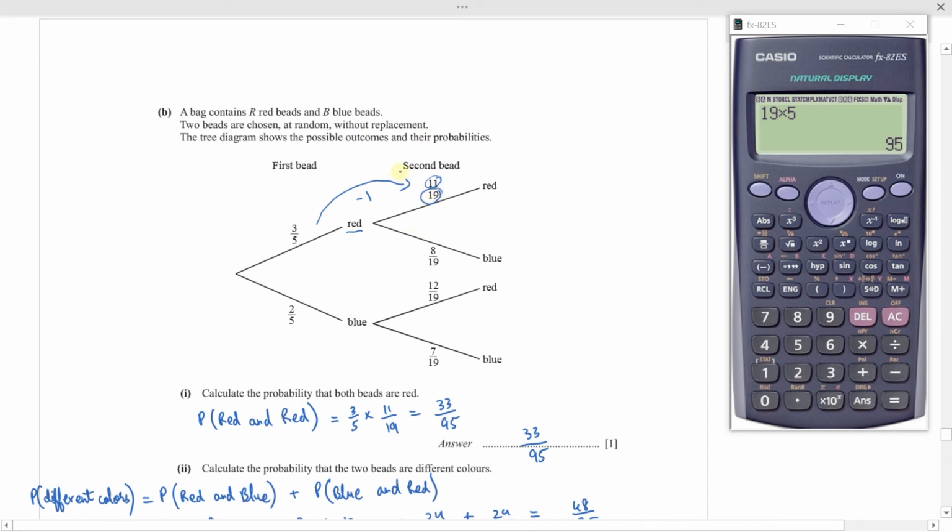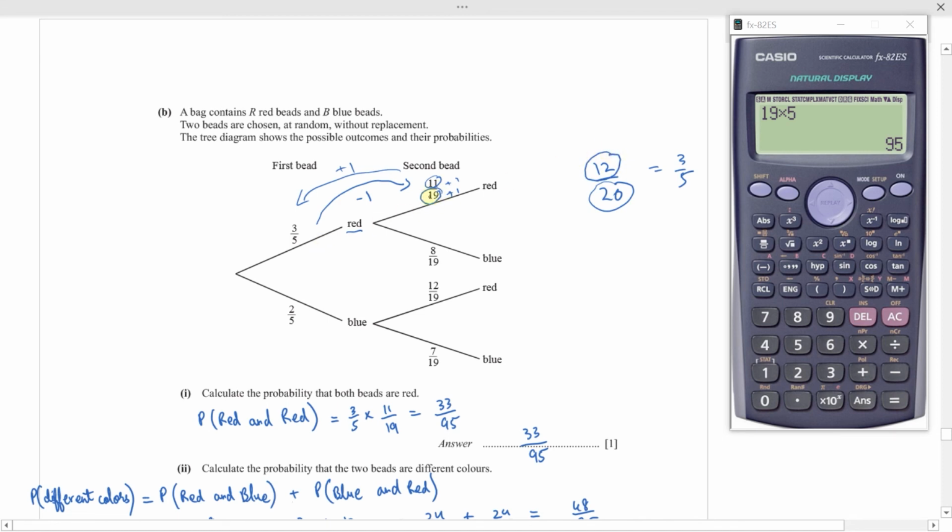So that means if you're going back this way, you will add 1. So that means 11 plus 1 and 19 plus 1, which is 12 over 20. So this is actually a simplified form of this 12 over 20 because you can divide both numerator and denominator by 4 to get 3 over 5.